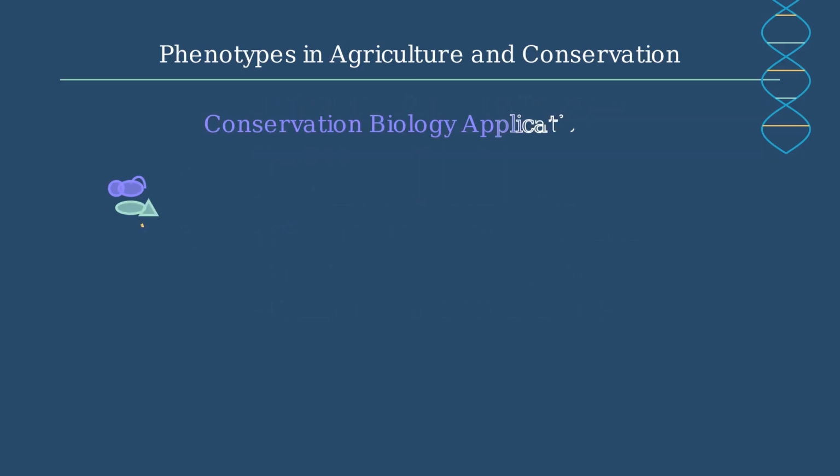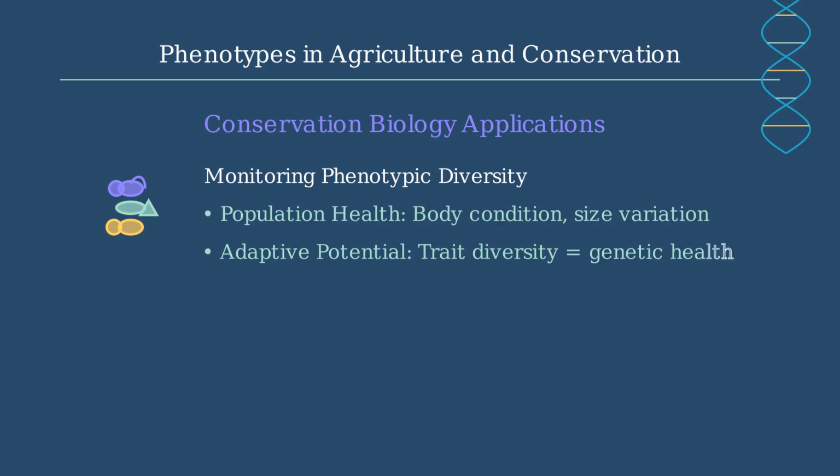Conservation biologists monitor phenotypic diversity in wild populations as an indicator of genetic health and adaptive potential. They track population health through body condition and size variation, assess adaptive potential by measuring trait diversity, and monitor for inbreeding effects, which typically show as reduced phenotypic variation.